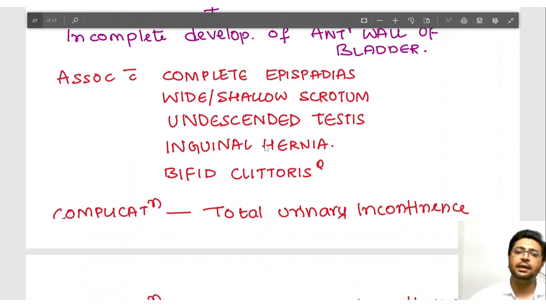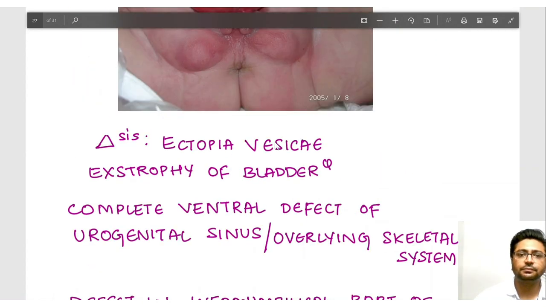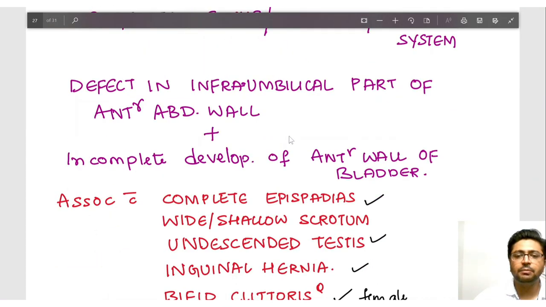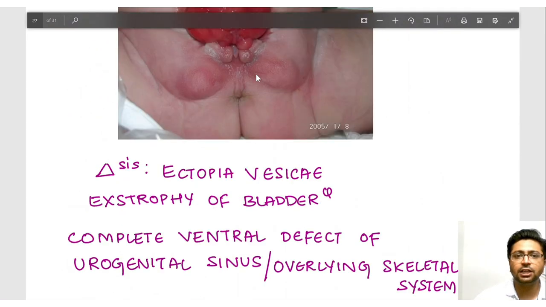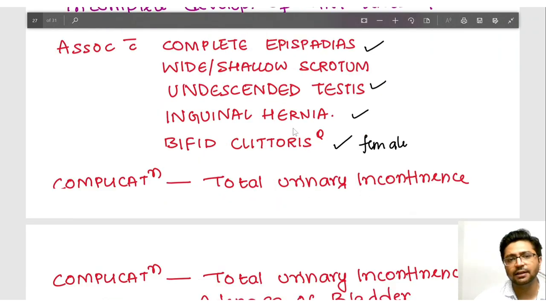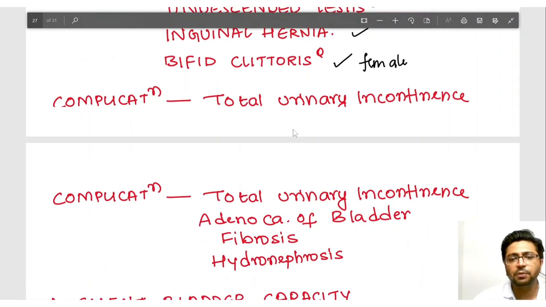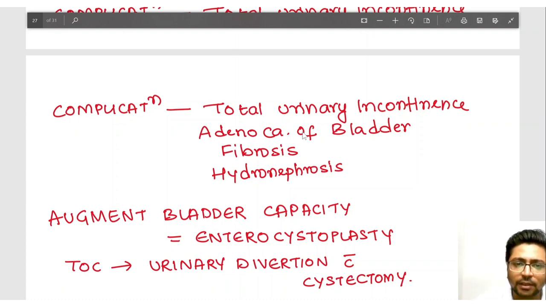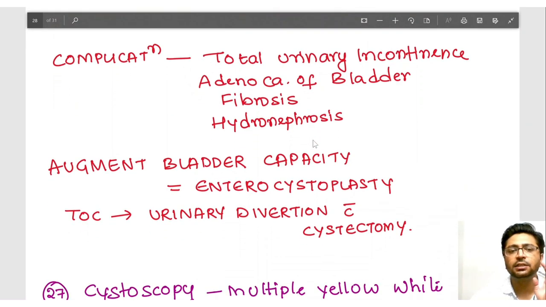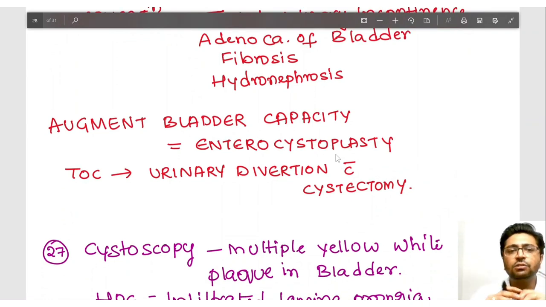Association: complete epispadias. There would be a wide shallow scrotum, undescended testis, inguinal hernia, and in females there would be bifid clitoris. Complications would be total urinary incontinence, adenocarcinoma of the bladder, fibrosis, and hydronephrosis. To augment the bladder capacity, we should undergo enterocystoplasty, and the treatment of choice would be urinary diversion with cystectomy.